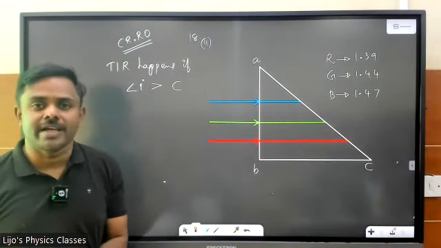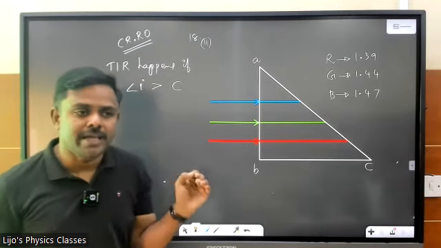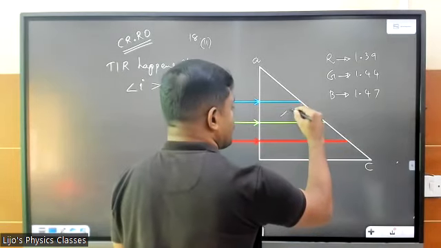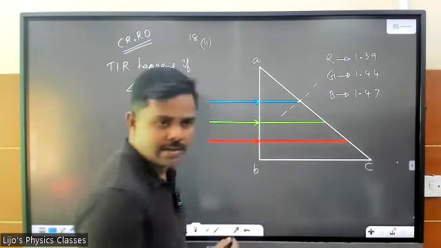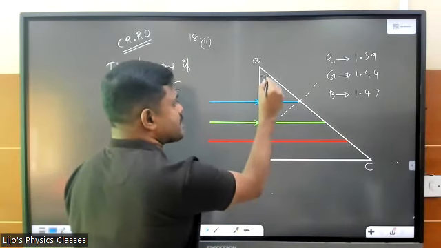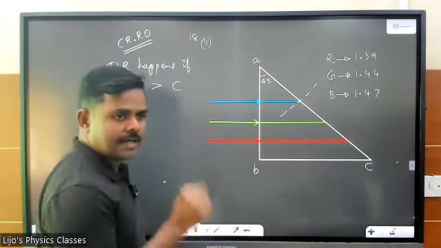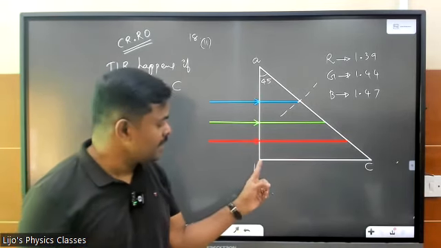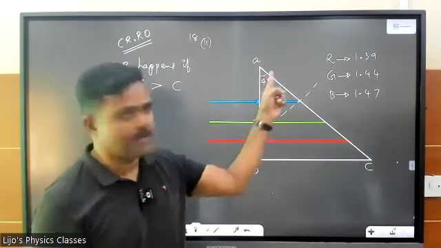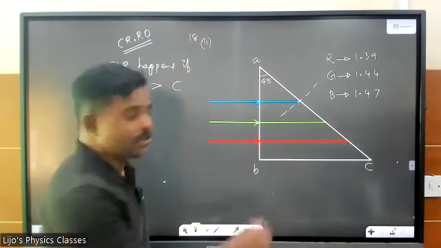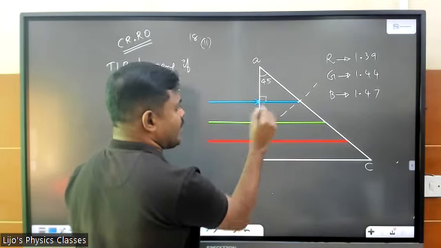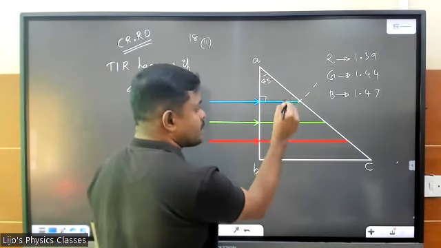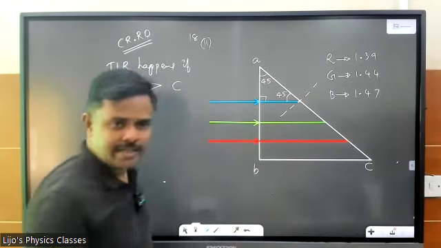Now, what is the condition for TIR? The angle of incidence must be greater than the critical angle. So let us find the angle of incidence. I'm drawing the normal here. This angle is given as 45 degrees. How do we know? It is a right-angled isosceles prism. Isosceles means this is 45, this is 45, and this is the right angle. If this is 45, this is already 90, 90 plus 45 is 135, so that makes this one 45 degrees.